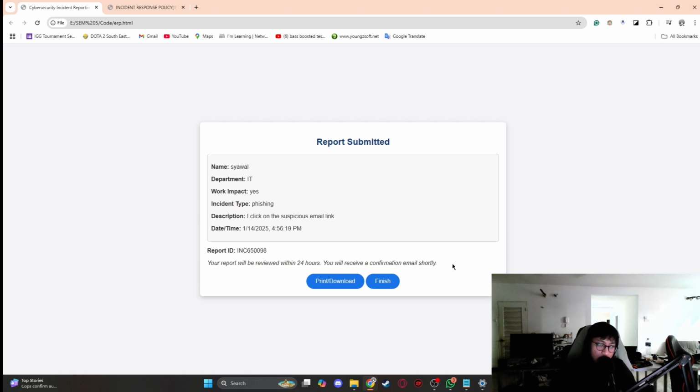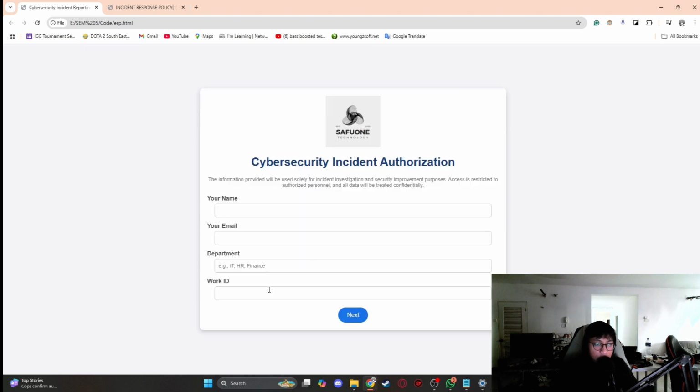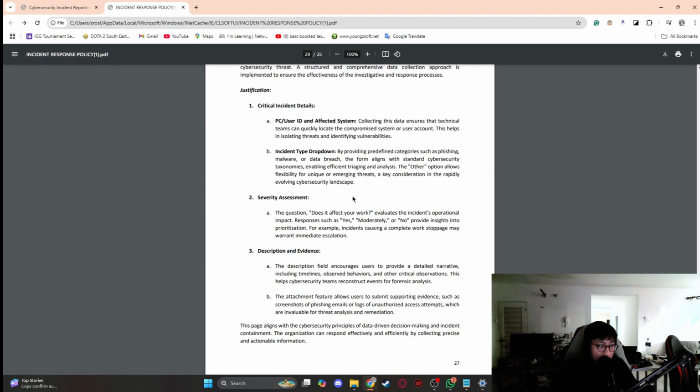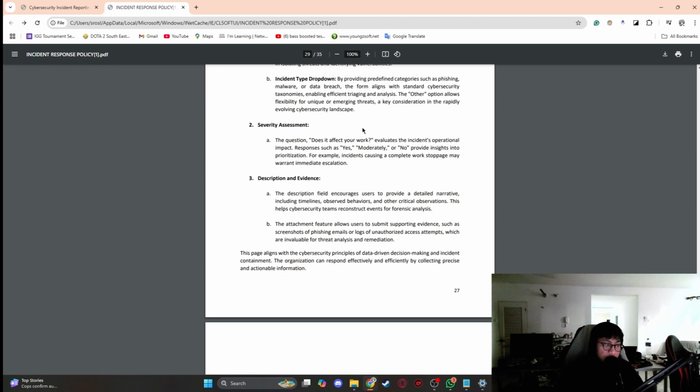And at the same time, we want to assure the user that their data and security will always be our priority. And then you can print and download it, or you can just click finish and it will come back to the front page. And so we can talk about the justification.